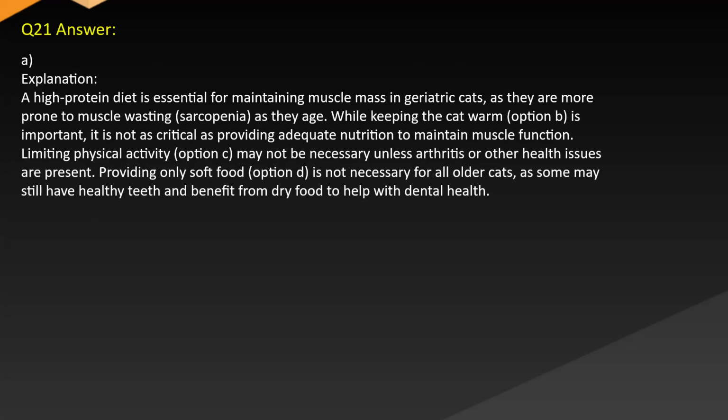Answer: A. Explanation: A high-protein diet is essential for maintaining muscle mass in geriatric cats, as they are more prone to muscle wasting, sarcopenia, as they age. While keeping the cat warm, option B, is important, it is not as critical as providing adequate nutrition to maintain muscle function. Limiting physical activity, option C, may not be necessary unless arthritis or other health issues are present. Providing only soft food, D, is not necessary for all older cats, as some may still have healthy teeth and benefit from dry food to help with dental health.